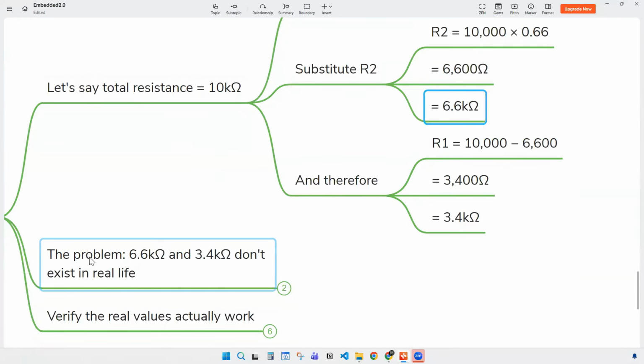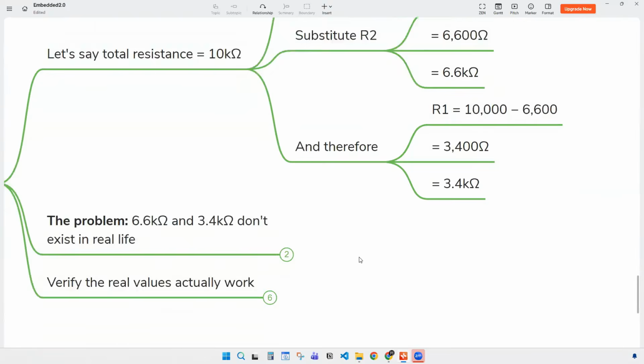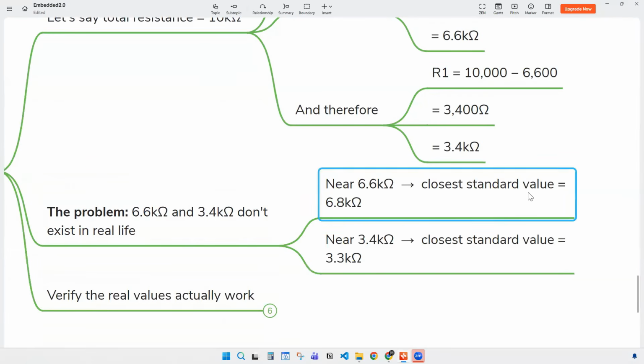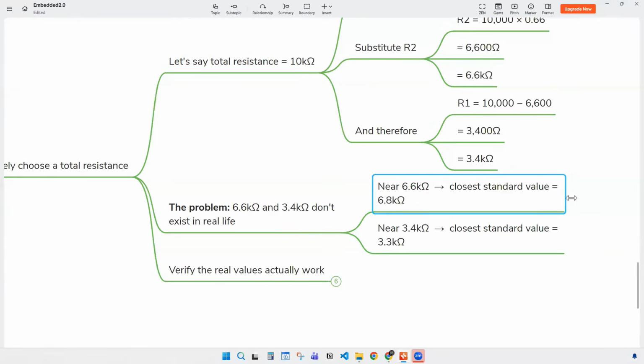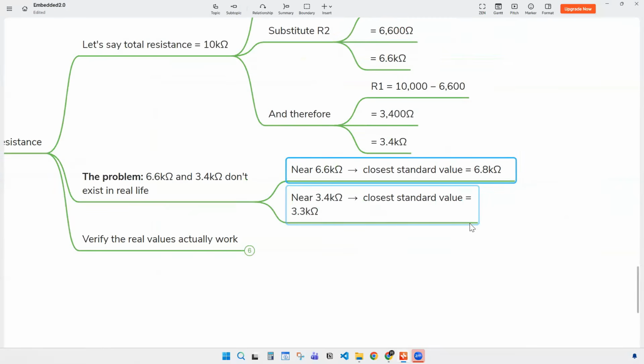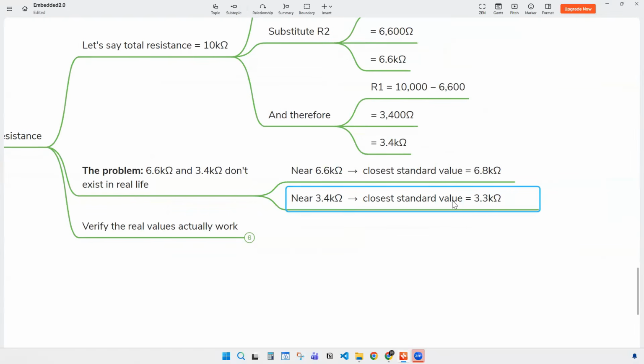But I hope you already know that we don't have a 6.6 kilo ohm resistor properly, and 3.4 kilo ohm also doesn't exist in real life. So we will choose a nearby value: instead of 6.6 kilo ohm, we will choose 6.8 kilo ohm because that resistor is available. And instead of 3.4 kilo ohm, please choose a 3.3 kilo ohm resistor. So the 6.8k resistor is there and the 3.3k resistor is also there.